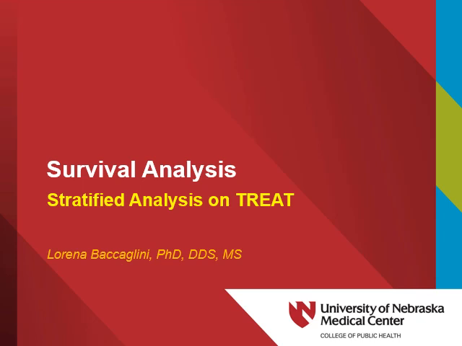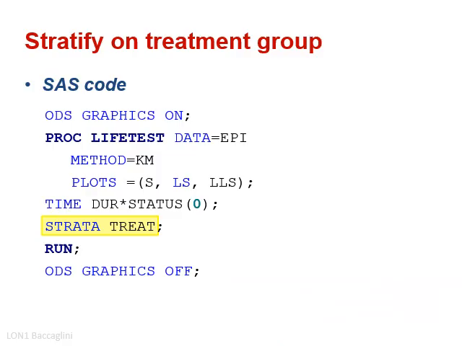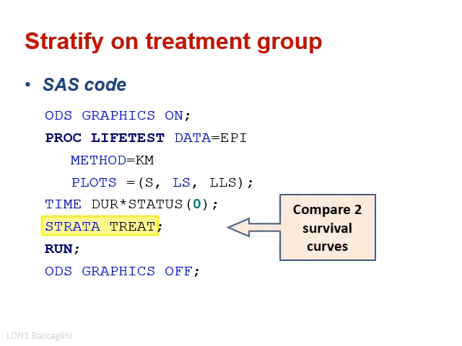We can also perform a stratified analysis. Let's take a look at an example here. In this case, we want to stratify on treatment group. In order to do that, we simply add the statement strata and then the name of the variable, in this case is treat. This will allow us to compare the two survival curves for the two different treatments.